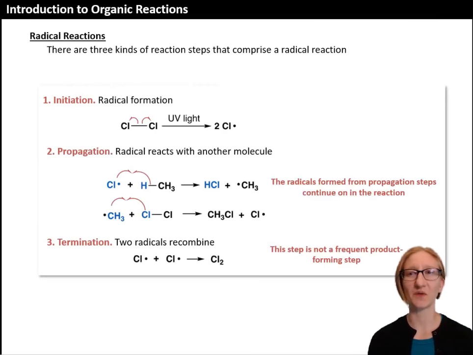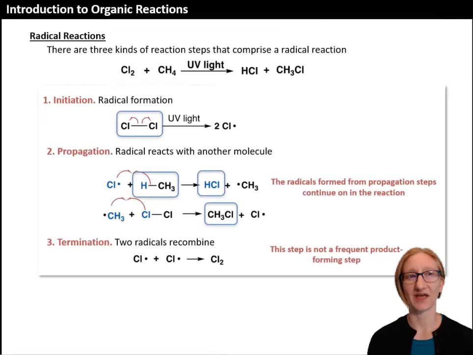Okay, and here we've been looking only at the individual reaction steps that make up the overall reaction. The overall reaction that corresponds to these steps is the reaction of chlorine gas with methane to form chloromethane and HCl. And the overall reaction is shown at the top. And again, note that the indication of UV light suggests that this reaction will proceed through a radical pathway or mechanism.